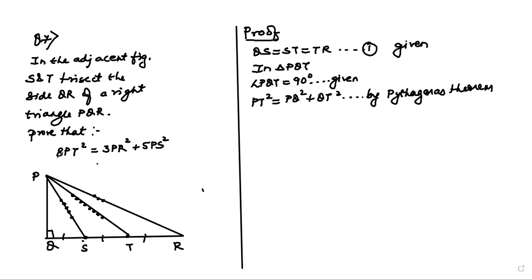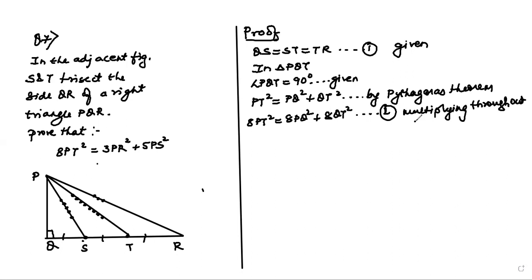After getting this, children, this is my statement number 2. Now look, I want 8 PT square. So just multiplying by 8 throughout, 8 PT square equals 8 PQ square plus 8 QT square. Reason: multiplying statement number 2 throughout by 8. I have not got the answer yet, children. I just multiplied throughout by 8.